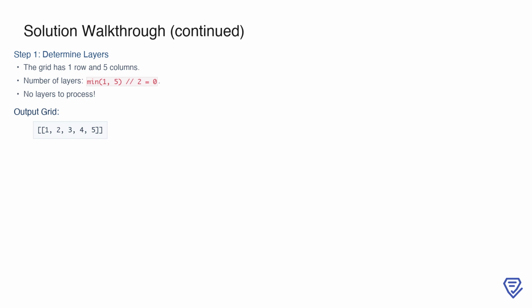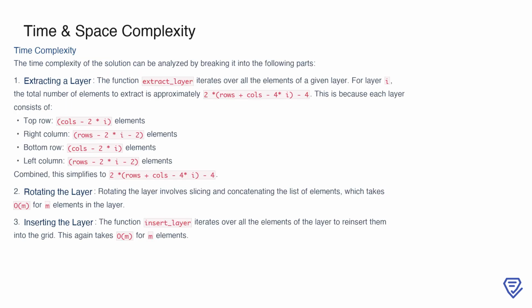concentric rings to manipulate. To understand the time complexity of this solution, we can break it down into 3 main operations: extracting a layer, rotating the layer, and reinserting the layer. First, when we extract a layer, the function iterates over all the elements in the layer. For a given layer i, the number of elements to process is determined by the perimeter of that layer. This can be calculated as 2 * (rows + cols - 4 * i - 4). This formula accounts for the top row, the bottom row, and the 2 vertical sides of the layer, adjusting for overlapping corners.